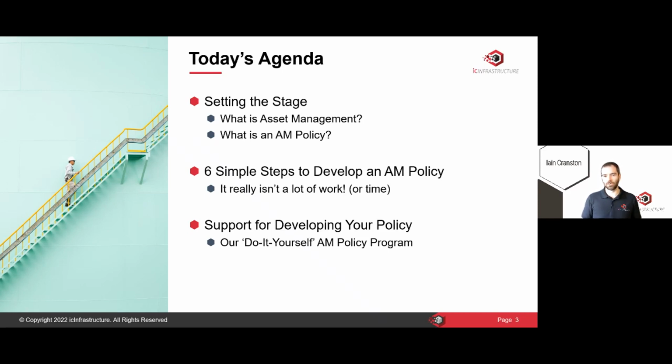We've got some other resources on our website and elsewhere around some of the other topics in asset management and more on what is an asset management policy, but we really want to focus today on the steps you're going to take to develop your policy and help you see that it's not a huge amount of work, time or complexity. If you follow these steps, you'll be able to get your asset management policy developed. Then we'll end off with some resources to help you develop your own policy. We built a do-it-yourself program that you can follow to get your own asset management policies established. So excited to share with you what that program's all about.